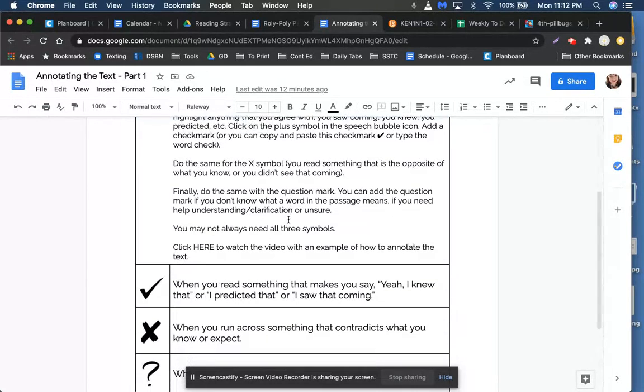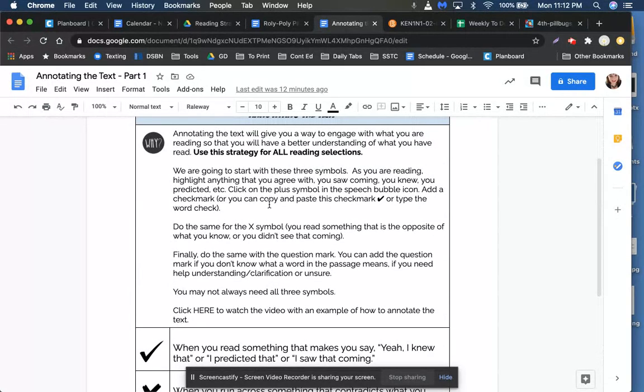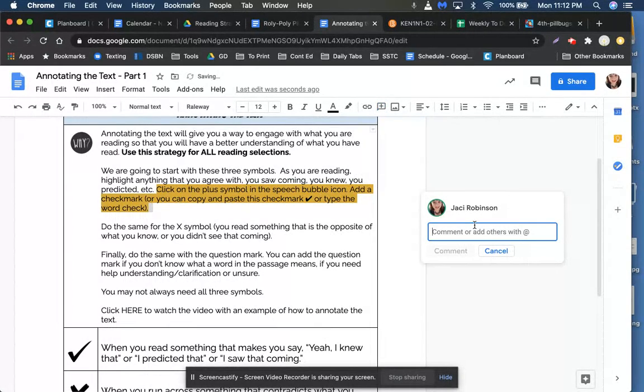There are three different symbols we're going to start with. There's a whole bunch we can add, but we're just going to start with these three. So for the first one, anything that you see as you're reading that you agree with, that you saw coming, that you knew, you predicted, you're going to click on this plus symbol up here, and you're going to add a comment. And when you add your comment, if you highlight and you click here, you're going to see where you can add a comment. So that's what we're going to be doing.